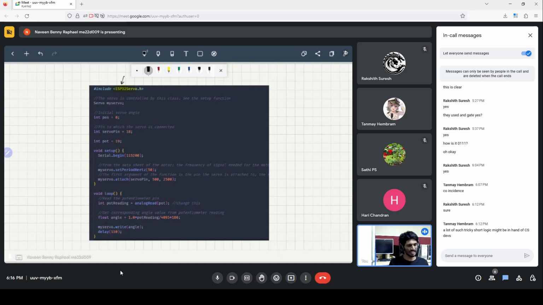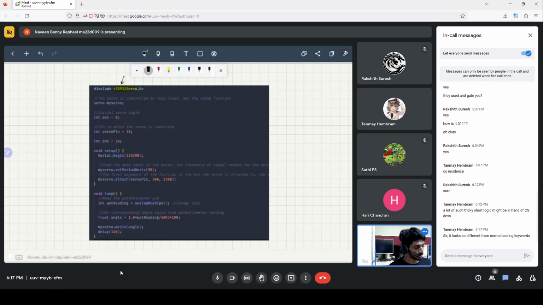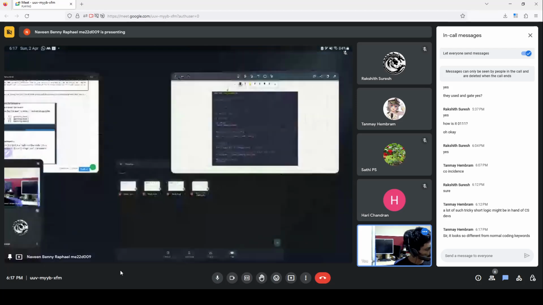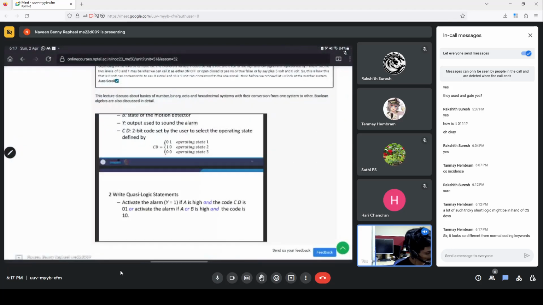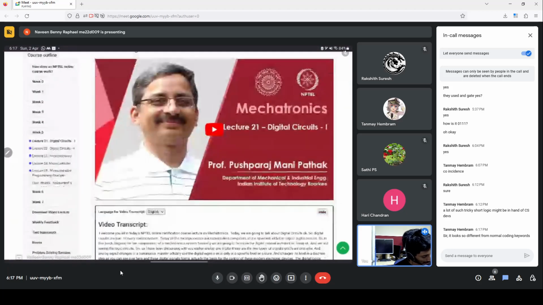In the end, it's a very simple code because we just want them to be introduced to the concept of writing code, and not just writing code, understanding how microcontrollers work and the like. So this was quite similar to the one in the last class.